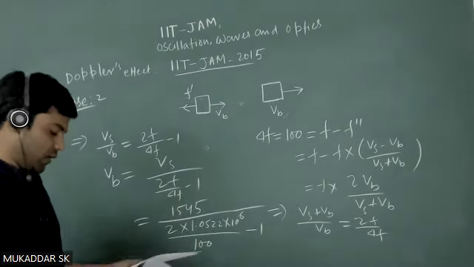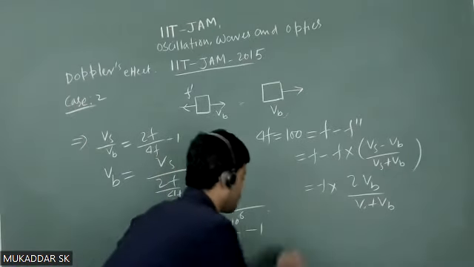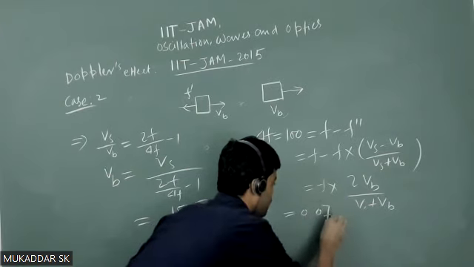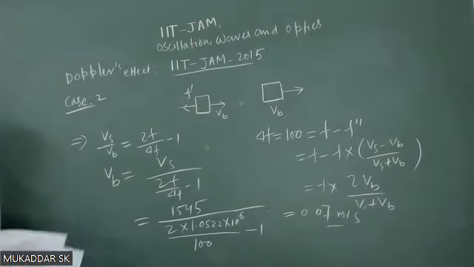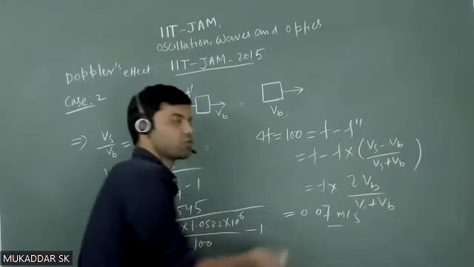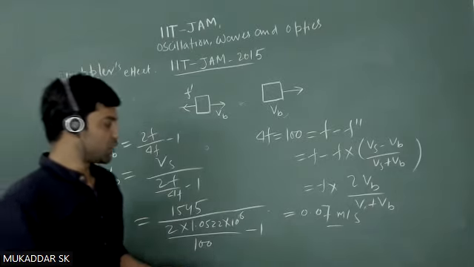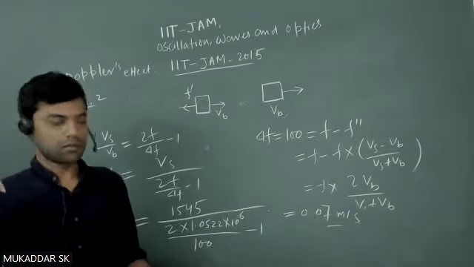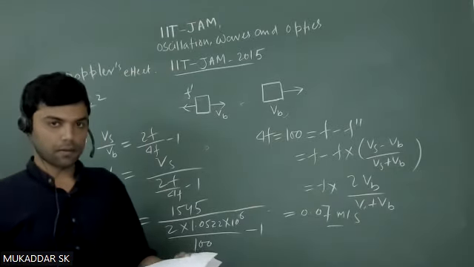If you calculate it, you will get about 0.07 meter per second. According to the given options, this value was close to 0.01. So whatever option they have given, the value was close to 0.01, and the correct option will be 0.01 meter per second. Okay. Thank you.